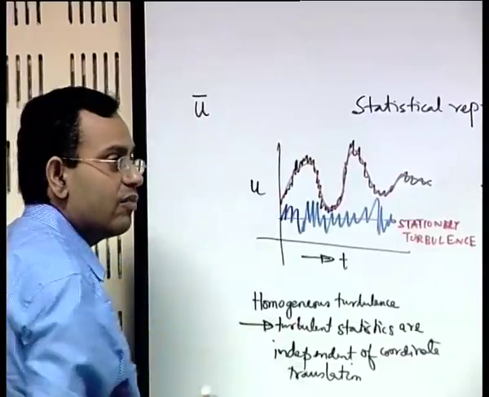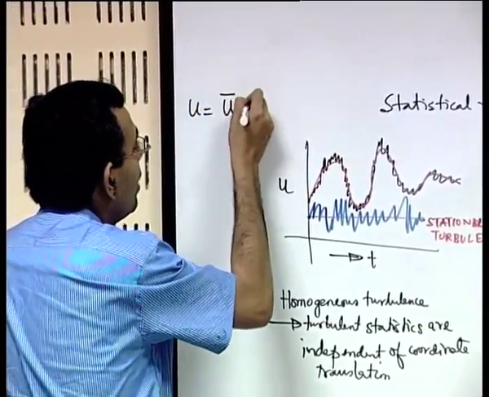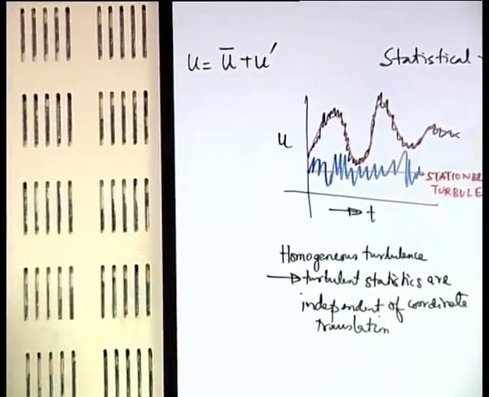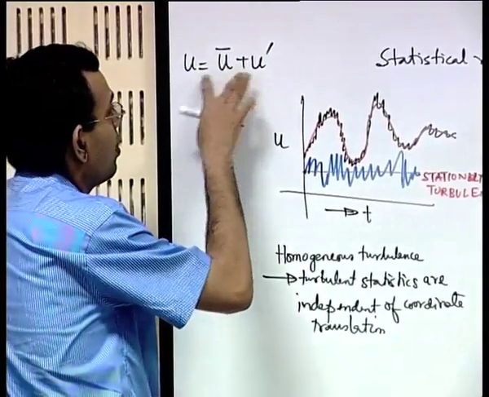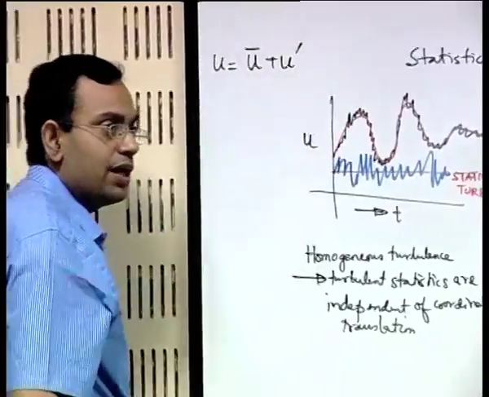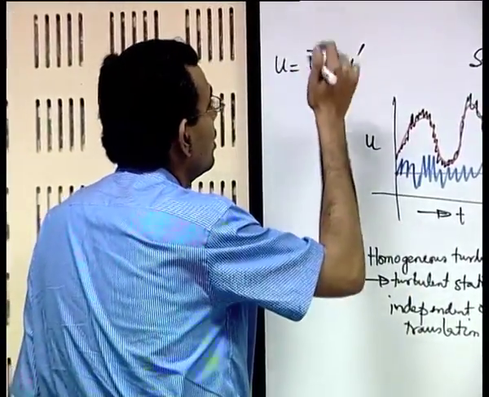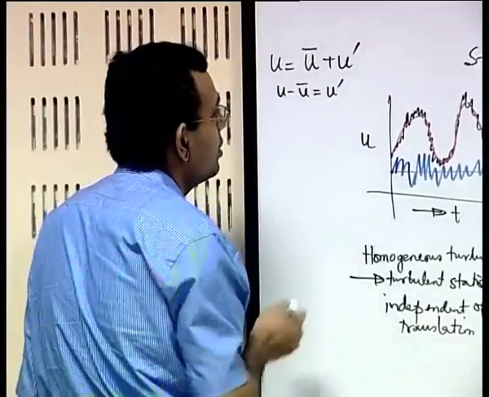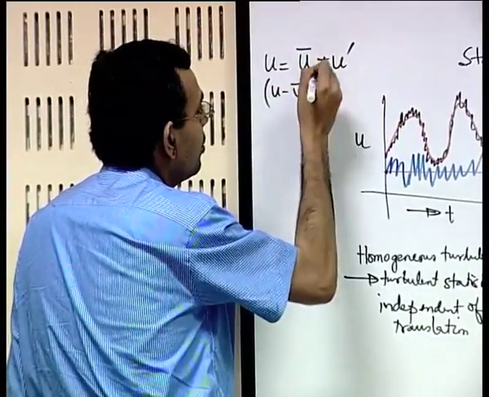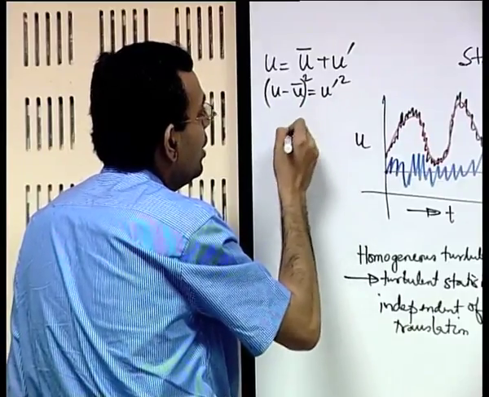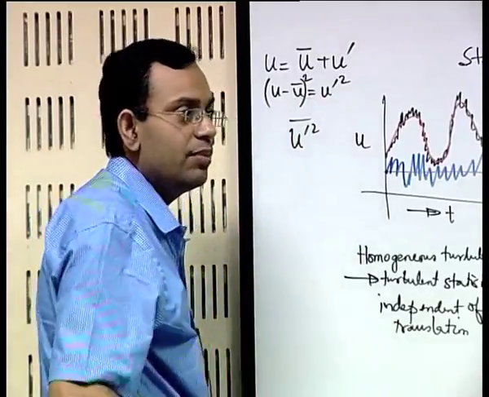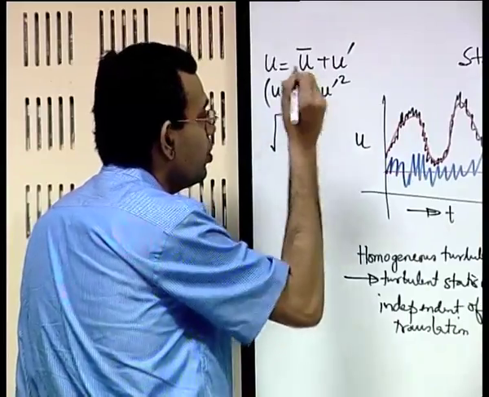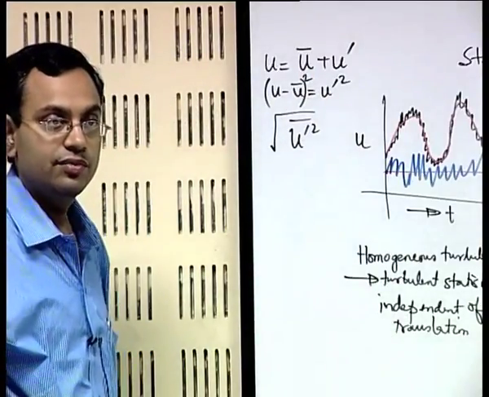See, if u bar is the average of u, then u is equal to u bar plus a fluctuation. We will come into this in more detail as we consider the turbulence models. Now, when you consider u equal to u bar plus u prime, then u minus u bar, this deviation from mean, is u prime, the square of that is u prime square, and the mean of that, if we give it a symbol, is the mean square deviation, and the square root of that is the root mean square deviation or RMS.